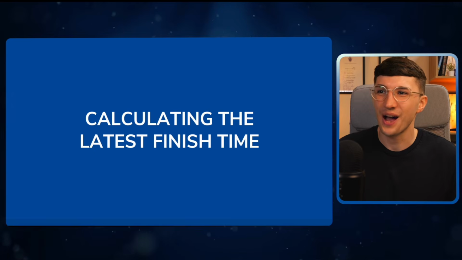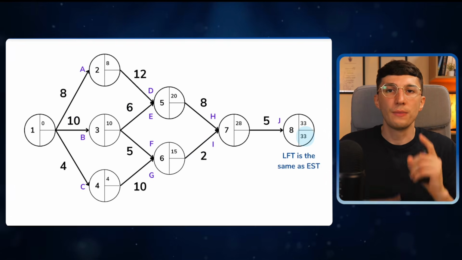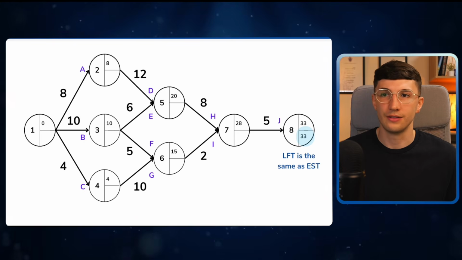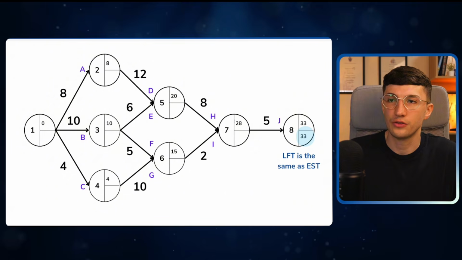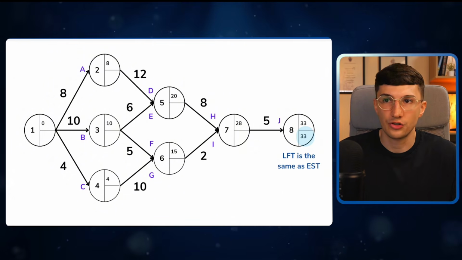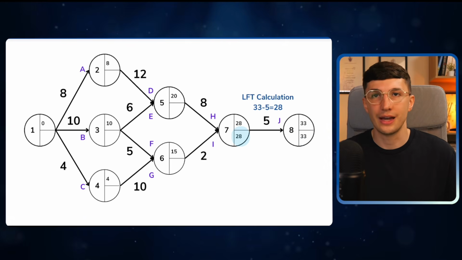So let's have a look at calculating our latest finish time from that network analysis we did earlier. Well, for the very last one, the latest finish time and the earliest start time are exactly the same. Now, when looking at the latest finish time for both task H and I, well, you do the latest finish time of task J minus its duration. So 33 minus 5 gives me day 28.